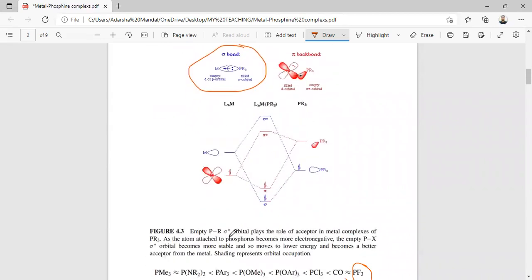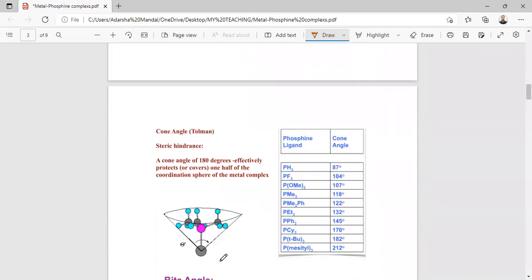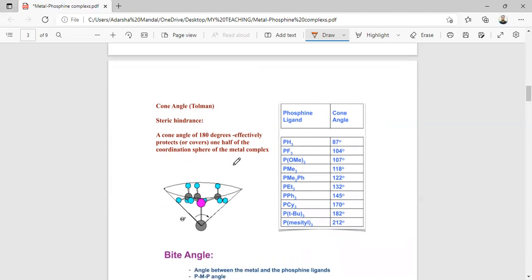So after that, another property of the phosphine ligand is the cone angle. Cone angle means the size or steric bulk of the phosphine ligand, determined from the simple 3D space-filling model of the ligand. So cone angle means the total steric bulk of the PR3 group. That means how much space is occupied will be determined by the cone angle.